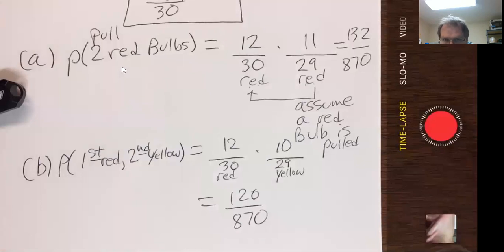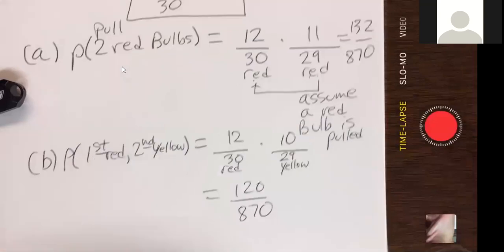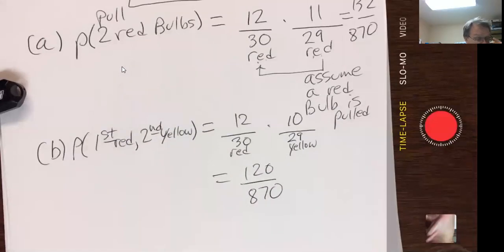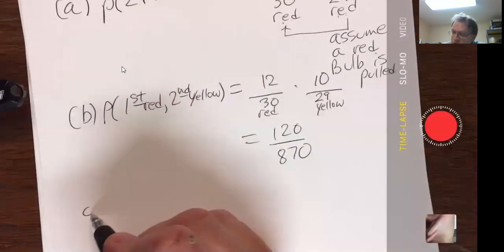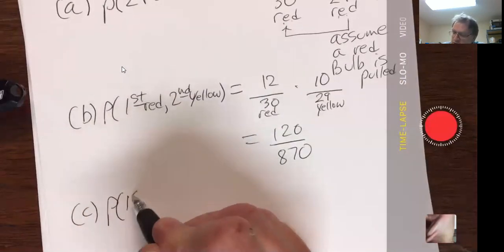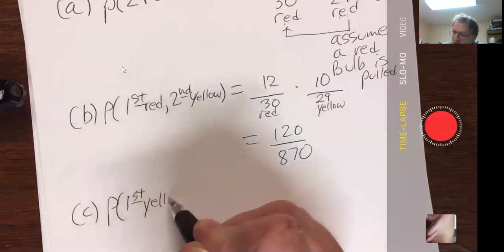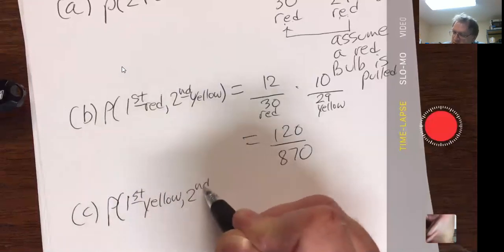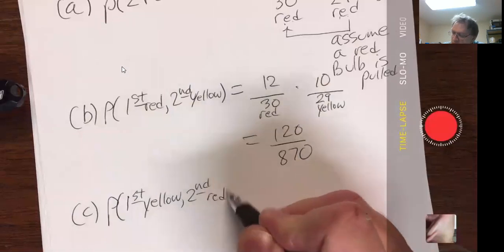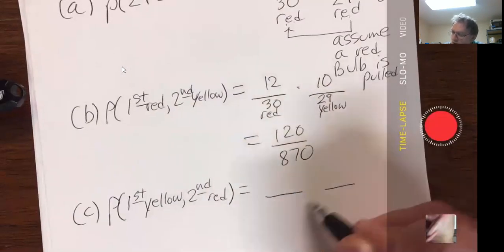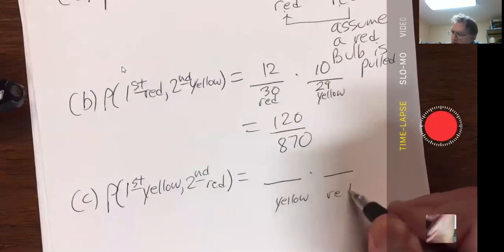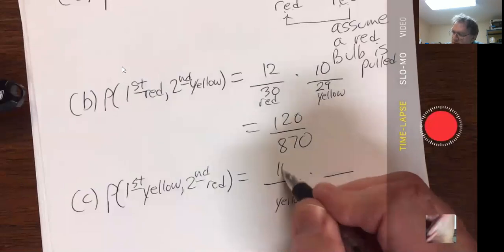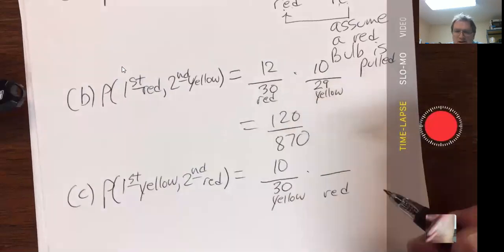Questions about that? No, I'm good. Okay. I think C reverses it. First yellow, second red. Can you tell it's going to be the same thing? It's just reversed. Probably first yellow, second red. All right, so you want a yellow, then a red. Well, with the yellow, you're starting with the 10 yellow over 30.